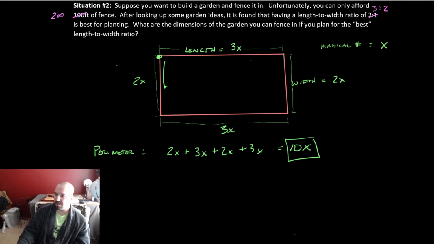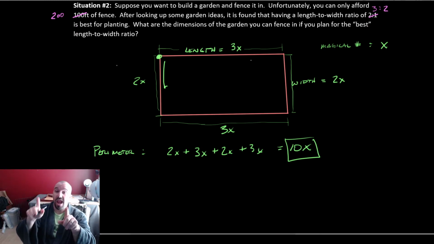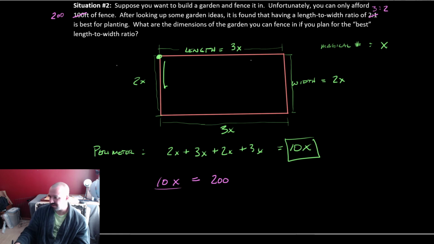So at the same time, we know that we have 200 feet that we can go around. So the aroundness is 200 feet, and the aroundness is also 10 of these x's. So we have 10x is the same as 200 feet. Well, then what is x? I'll just divide both sides by 10. X is equal to 20. Okay, but what did that tell us? Absolutely nothing, because it says what are the dimensions of the garden? We want the dimensions. This told us the value of x. It did not answer the question.